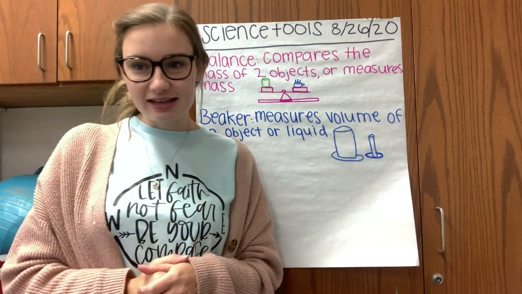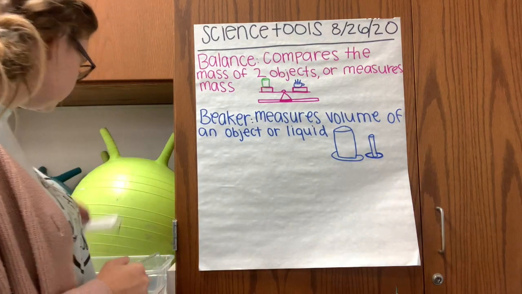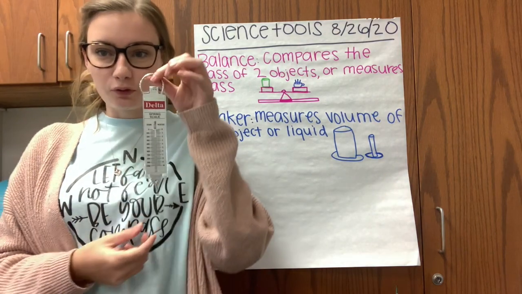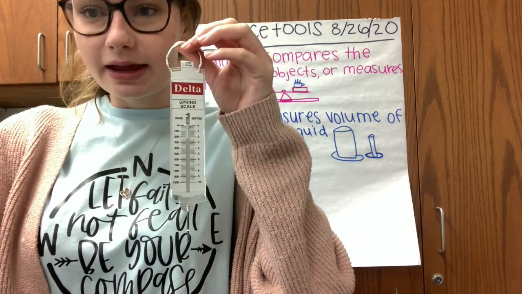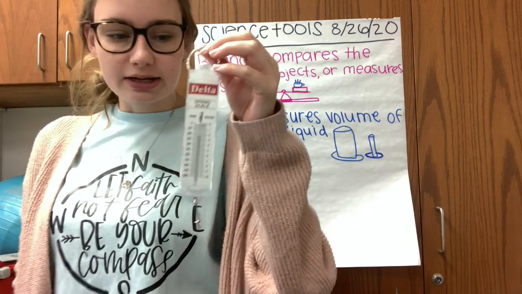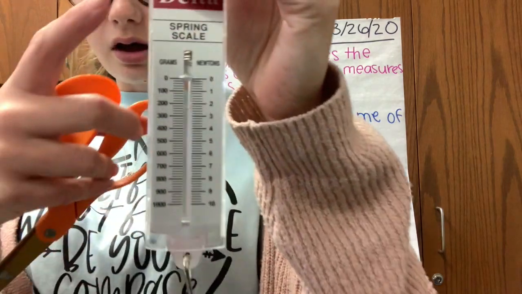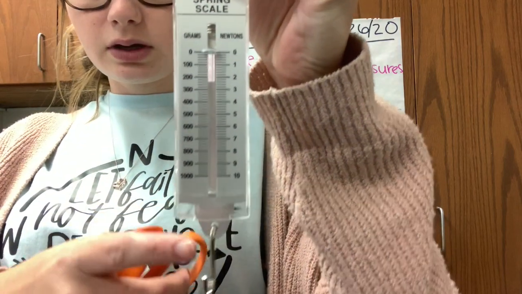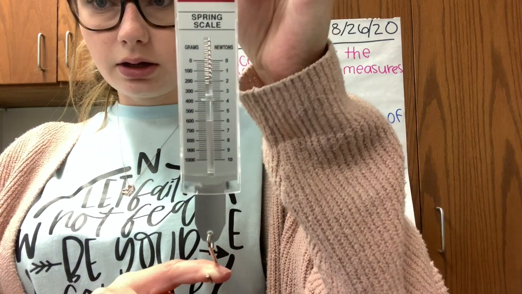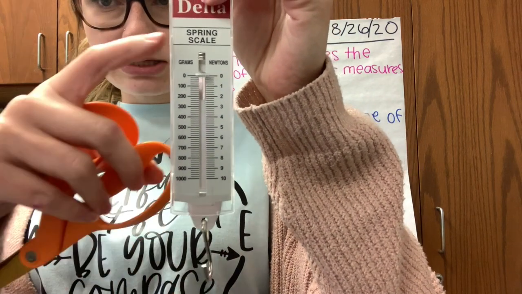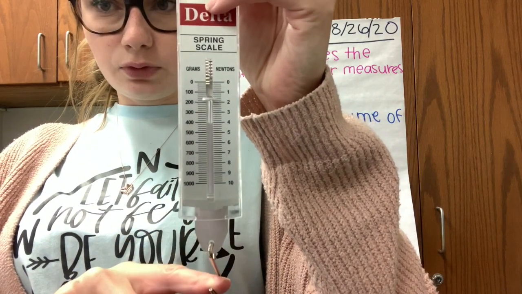The next science tool that we're going to talk about is called a spring scale. This is a spring scale. It measures an object's mass. So how it works is you see all these numbers right here, and you see this little hook. When you pull down on the hook, do you see that white part moving? So pay attention to this thing right here. Watch how it moves down.